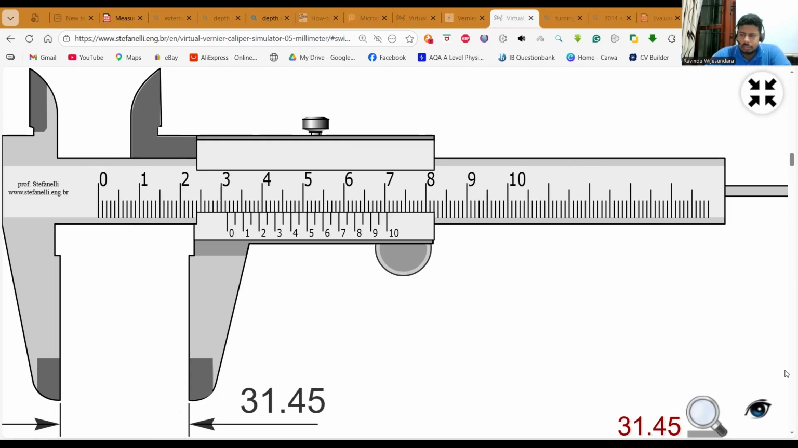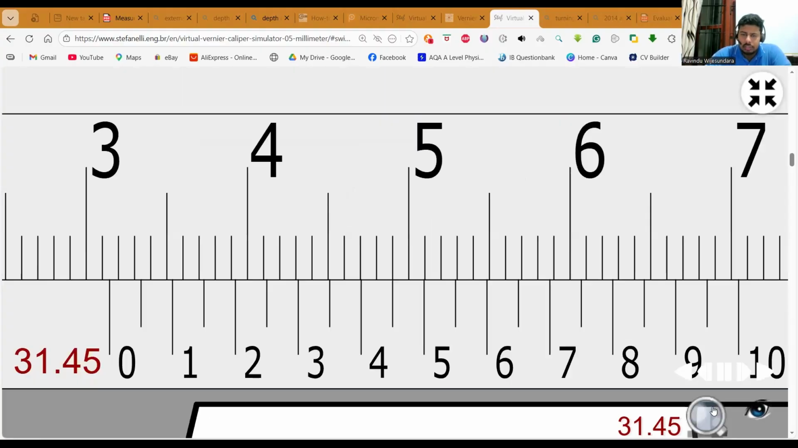Okay, it is not going, but however, right. Okay. Now I will magnify the diagram so you can easily understand how to read this one.